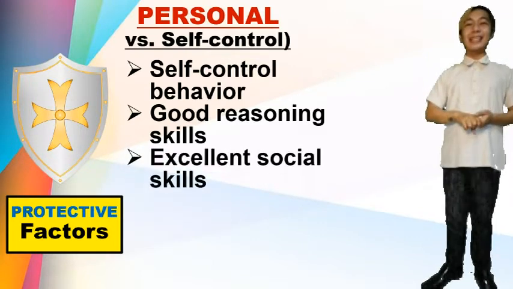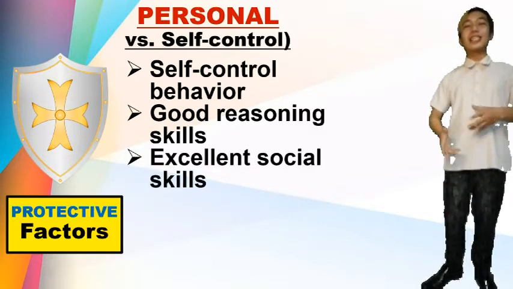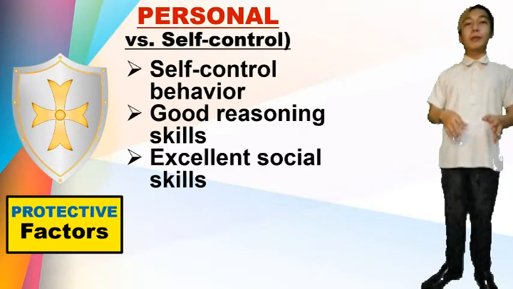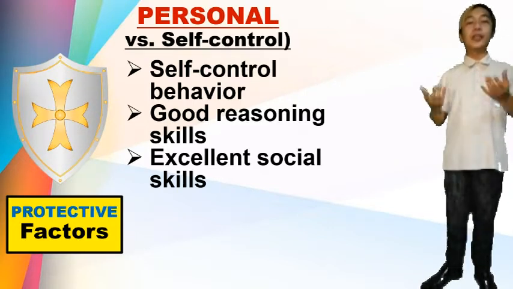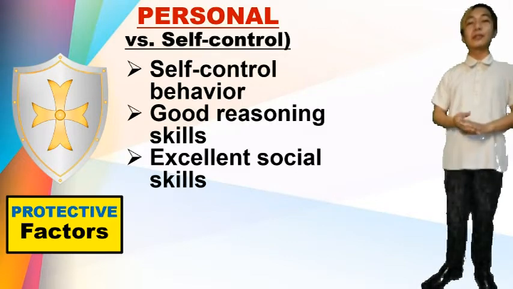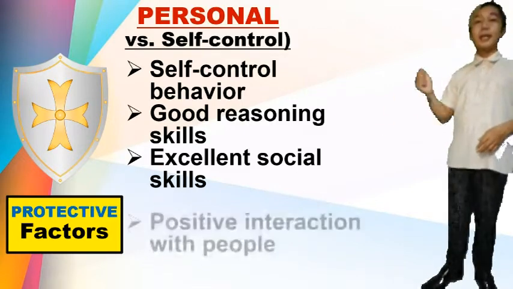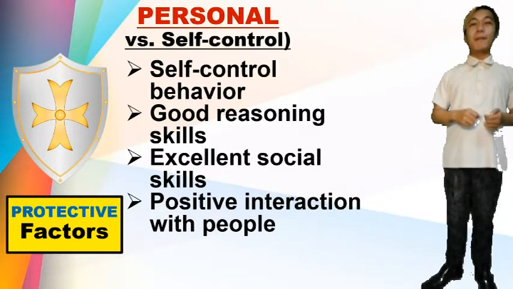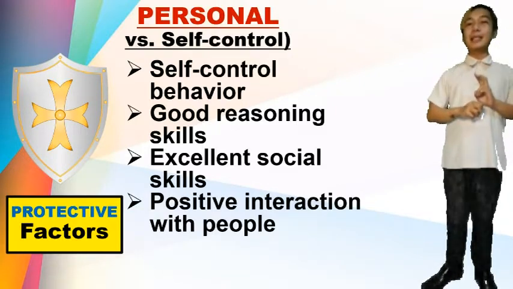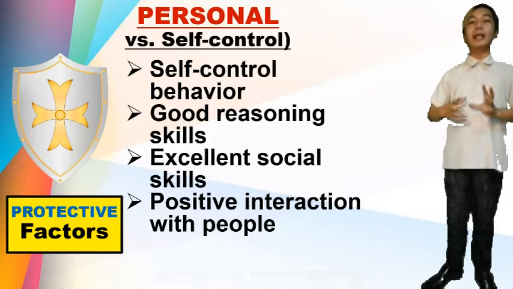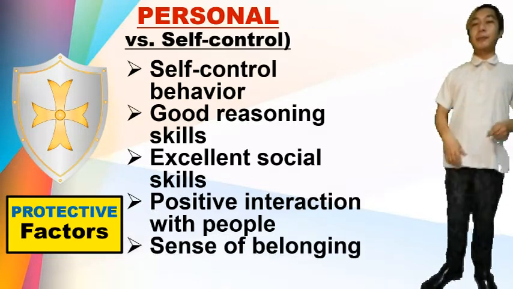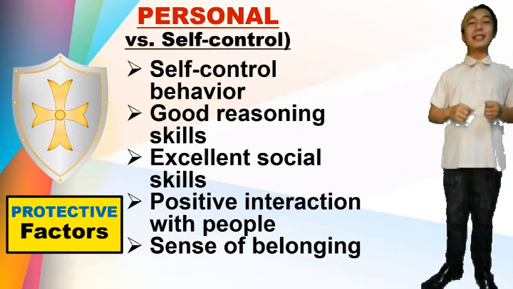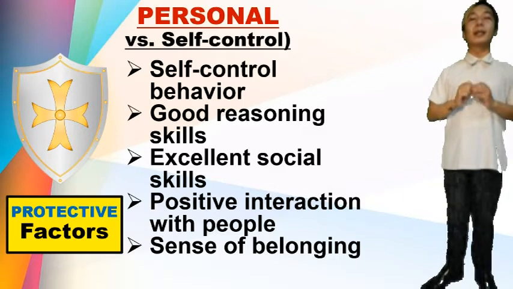Then the next one is excellent social skills. So you need to socialize, you need to interact with other people. So it could be your family, your friends, your relatives, or someone that you could talk to. Okay, the next one is positive interaction with people. So from the word itself, positive, so it could be a good way in interacting with other people. The next one is the sense of belonging. So it means that you are not feeling alone.